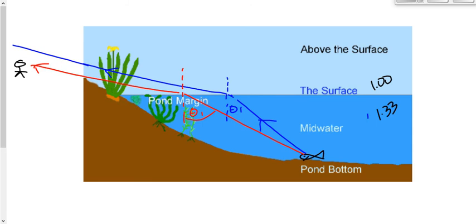But what if I've stepped far enough back that theta 1 for the red one actually exceeds the critical angle? So what if theta 1 is bigger than the critical angle? Then that ray of light that would refract into my eyes doesn't refract into my eyes, it reflects. Does that make sense? What do I see? I see the surface of the water.